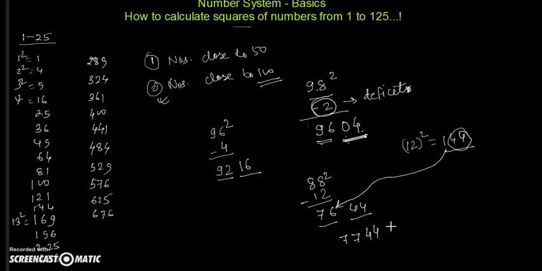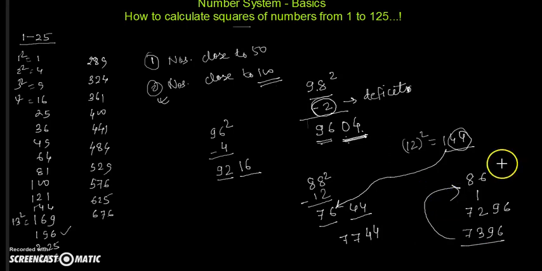I hope you understood the method. So you can take another example to make it more clear. Take the example 86. 86 is 14 less than 100. You minus 14 from it, you will get 72 as the first two digits, and 14 square is nothing but 196. So the last two digits will be 96 and 1, the carry, will be on top of 72, which will make it 7396. 7396 is the square of 86. I hope you understood how to calculate the square of numbers which are less than 100.